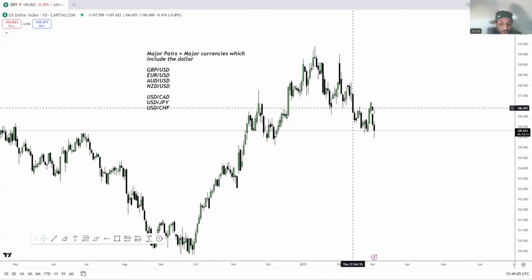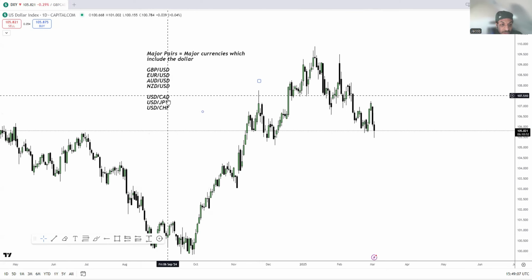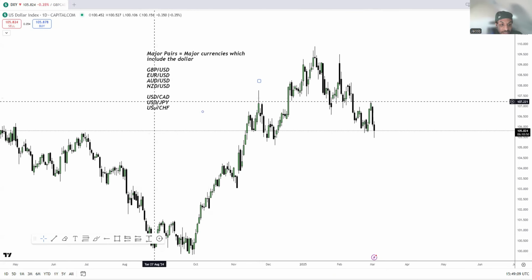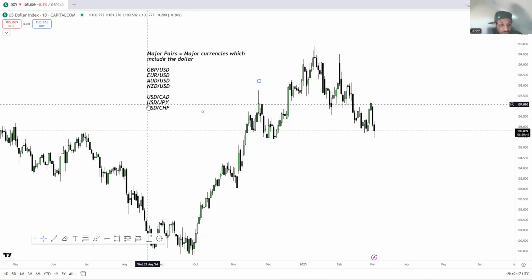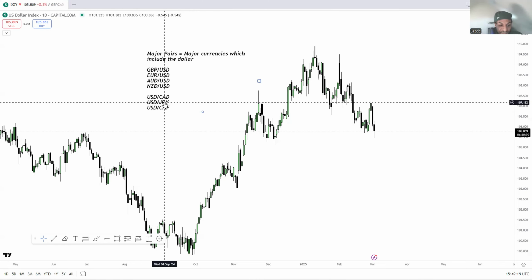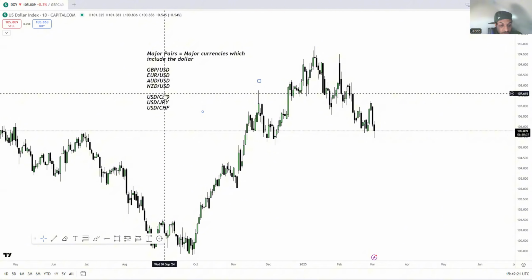So basically, if the dollar gets stronger against these three, you're saying that the dollar chart is looking to go upwards. That's what you want it to be showing you. Okay. Now, let's flip that. Let's say you want to sell USD JPY. You want to sell USD JPY, you want the dollar to be getting weaker.